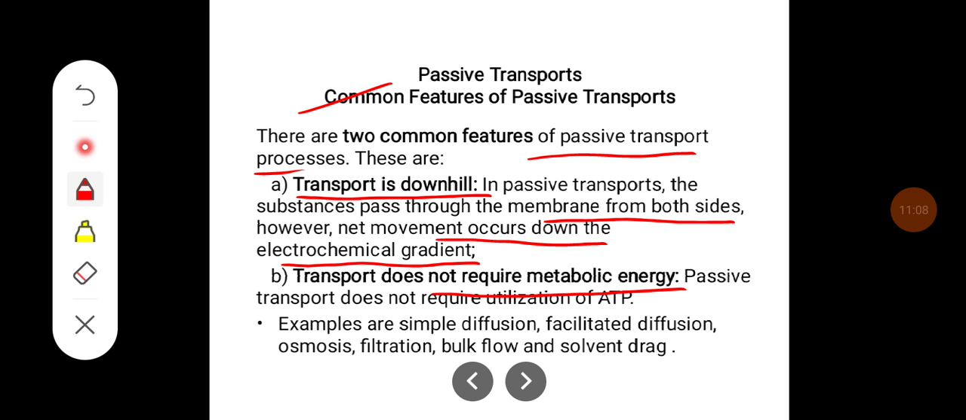Passive transport does not require utilization of ATP. Examples are simple diffusion, facilitated diffusion, osmosis, filtration, bulk flow, and solvent drag.